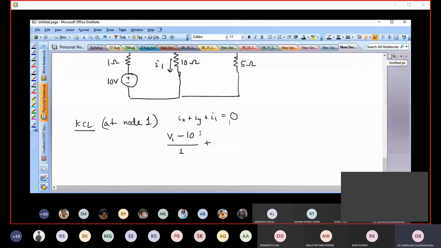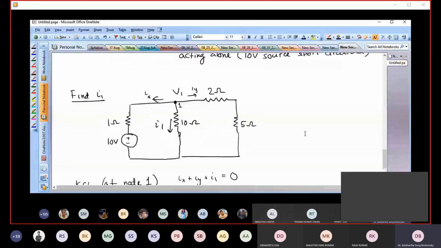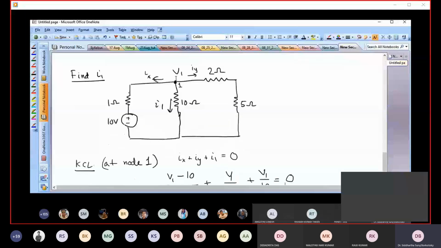So if we have that, you can write down V1 minus 10 divided by 1, then V1 by 7 plus V1 by 10 is equal to 0, right? Because Ix is nothing but V1, the potential is V1 minus 10 volts divided by the resistance between them. I1 is V1 minus the ground potential. So there is the ground potential, which is 0. So V1 minus 0 divided by 10.